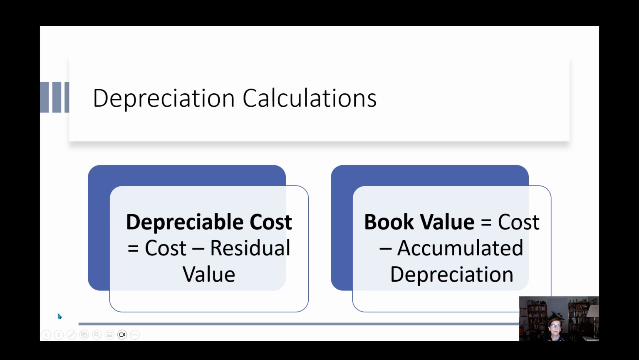A couple of terms are important when we're doing depreciation calculations. One is depreciable cost, and depreciable cost is cost minus residual value, because we don't depreciate the residual value, right? We only depreciate however much the asset cost us minus the residual. And when you're all done depreciating, the amount that's shown in your asset account is equal to the residual value of the asset. Book value is equal to the cost of the asset minus accumulated depreciation. And we're going to be using these in our calculations.